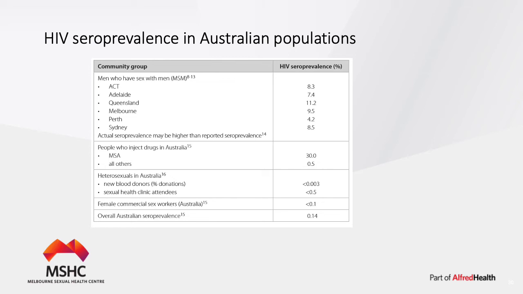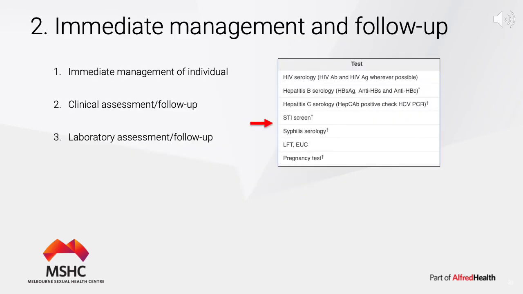Now, these are women or men who work in legal brothels. So they come to the clinic every 3 months to get a certificate of clean sexual health. Overall, the Australian seroprevalence is very, very low. So it's mainly men who have sex with men in various states, and the seroprevalence is about 10%.